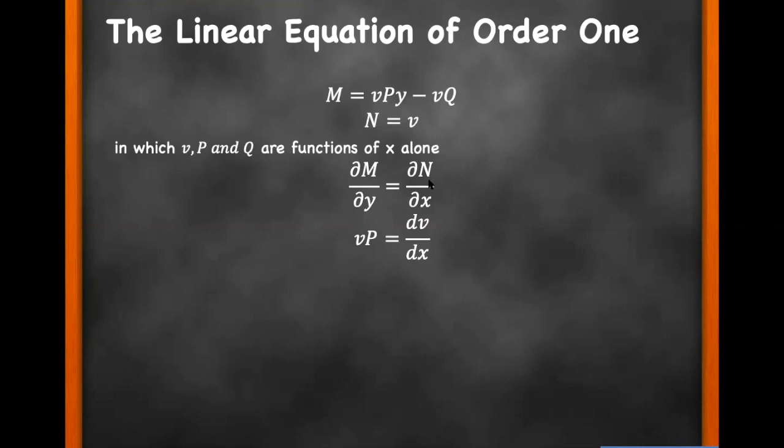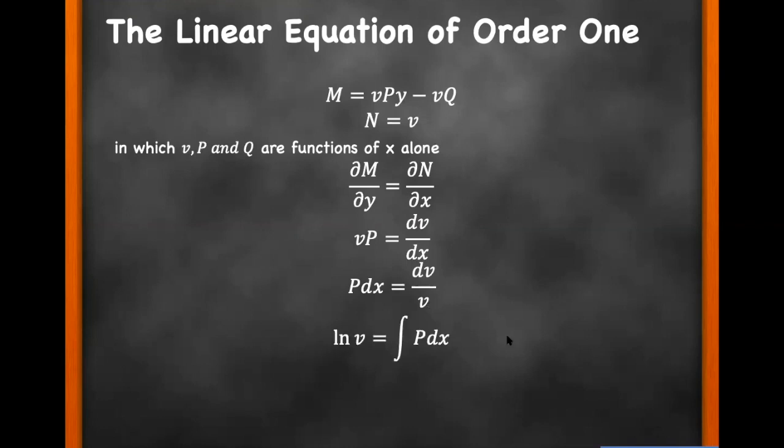And then on the right side, we need to differentiate n with respect to x. And we know that v is a function of x alone. So differentiating v with respect to x will give us dv over dx. So we separate the variables. We have p times dx equal to dv over v. And then we integrate both sides.